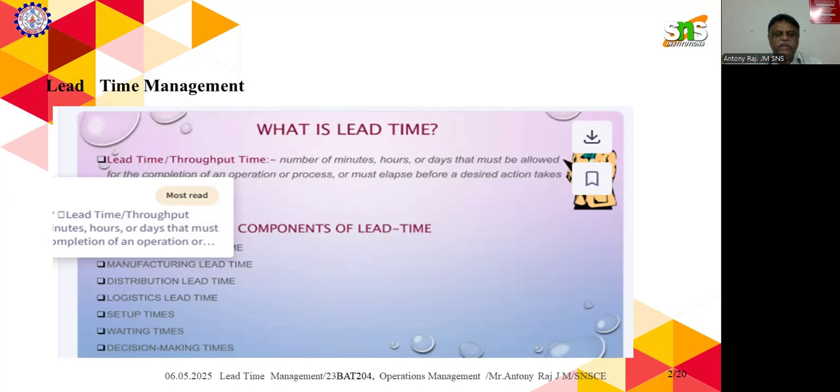The second component of lead time is the manufacturing lead time. The third is the distribution lead time. The fourth is the logistics lead time. The next one is the setup time, the waiting times and the decision making times. So overall, all of these contribute to the components of lead time with respect to manufacturing.